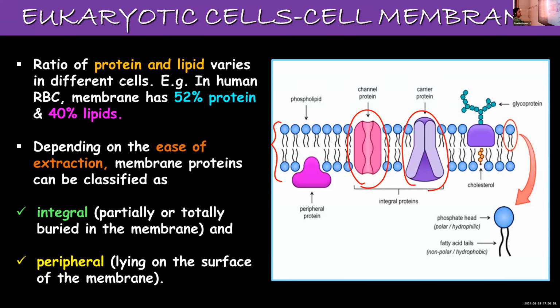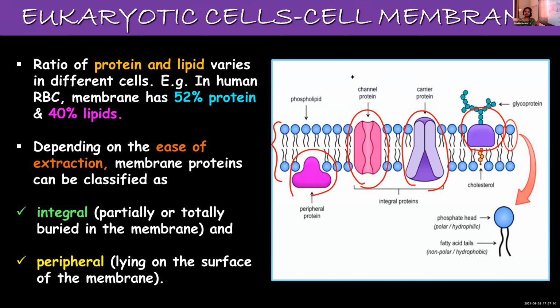Whereas peripheral proteins are not buried or embedded in the entire membrane, but they are attached to the peripheral region, on the boundary or border. They are arranged on the periphery. So it is easy for extraction. If you consider the ease of extraction, extraction can be carried out easily for peripheral proteins, whereas integral proteins are deeply buried within the membrane. So these are the two types of proteins.